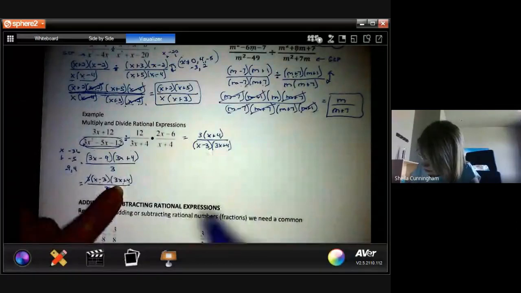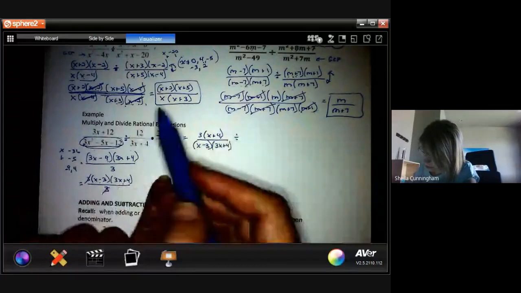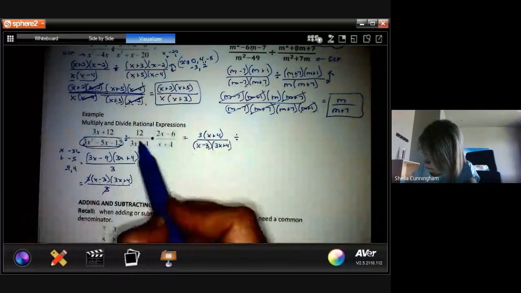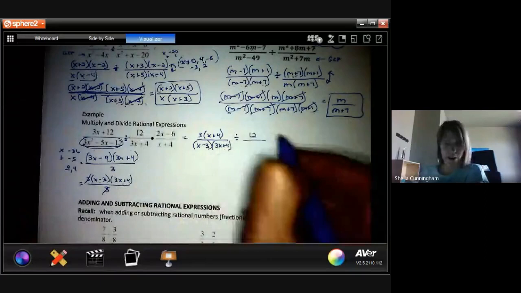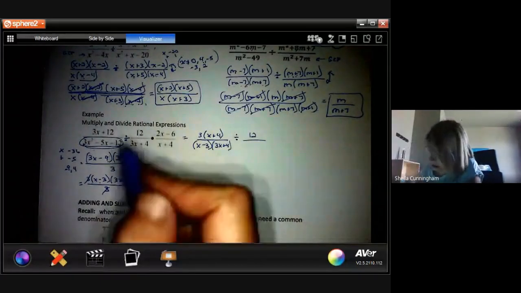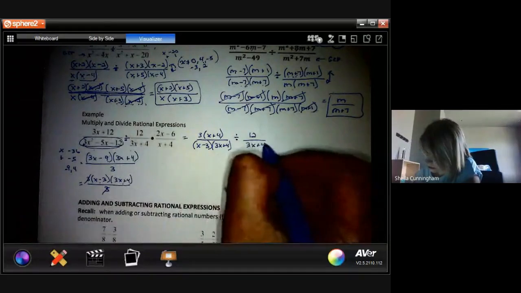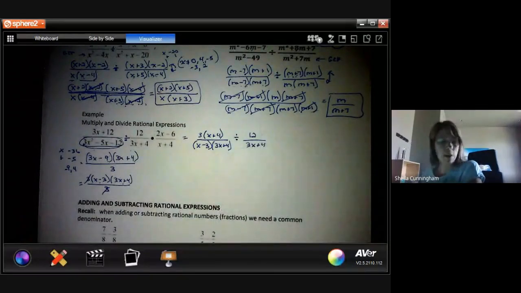And I'm just going to write divide. Then my next rational expression, I've got a 12. Well, I'm not factoring anything out of 12, so I'm just going to leave 12 as is. There's nothing I can do with that one. I look at the 3x plus 4. Same thing, there's no greatest common factor that I can take out of that, so I'm going to leave it as is.